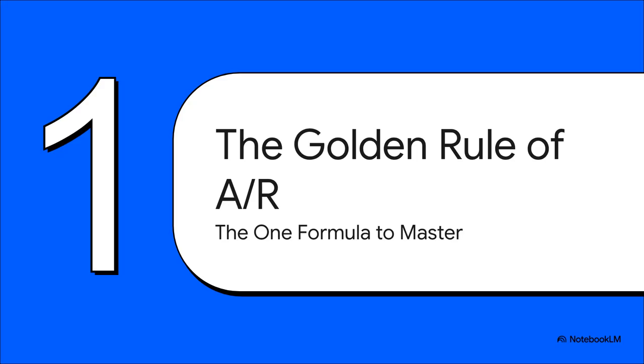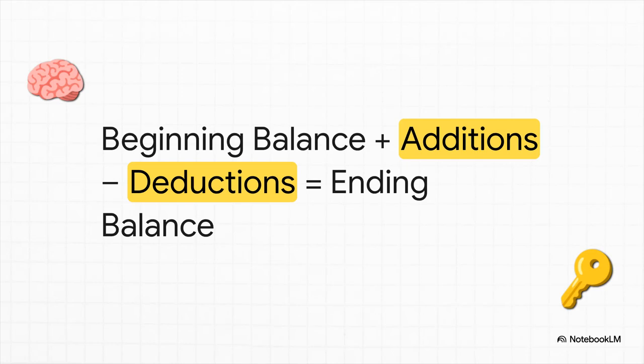Look, forget trying to memorize 100 different journal entries from scratch. If you really want to crush any AR problem they throw at you, you just need one powerful framework. We're calling it the Golden Rule. And this is it, the AR roll forward. You start with what you had, you add the new stuff, you subtract what went away, and you get what you're left with. That's it. Every single transaction we're about to talk about fits right into this simple little formula. If you remember only one thing from this whole explainer, make it this.